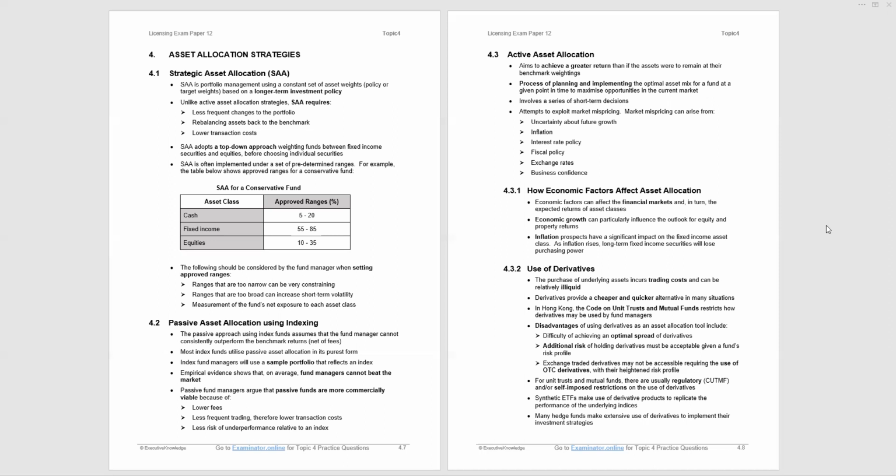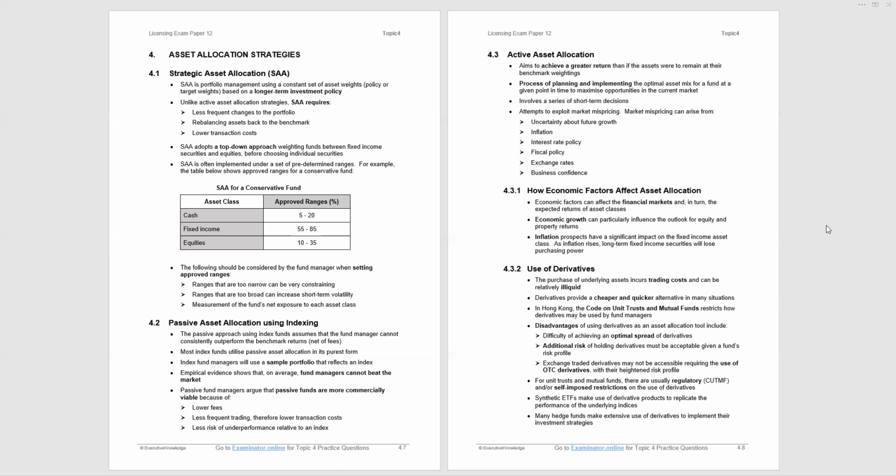Now, disadvantages of using derivatives as an asset allocation tool include, well, whenever you see disadvantages or indeed advantages, you can think choices in a question. So disadvantages include difficulty of achieving an optimal spread of derivatives. Additional risk of holding derivatives must be acceptable given a fund's risk profile, because we pay premiums for derivatives, options for example. And if things go against us, we can lose the premium. We don't actually benefit.